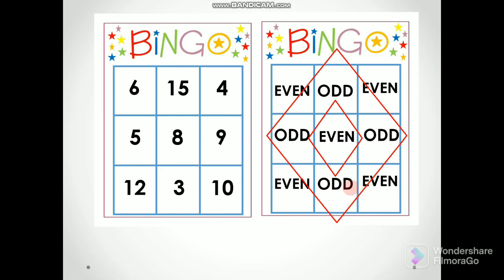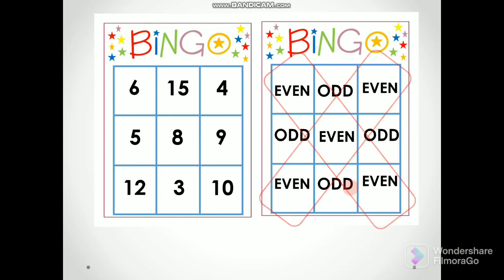How about the even numbers? Our even numbers are on 2 diagonals. So our 2 diagonals are all even numbers, and it forms an X. So as we all notice, this is X. All of these are even numbers.